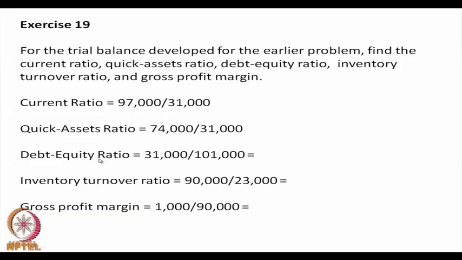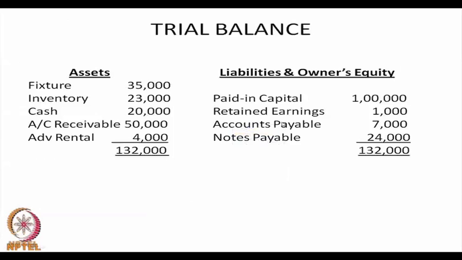Next is debt equity ratio. So, here the equity is the owner's equity. Owner's equity in this case is the paid in capital plus the retained earning. Paid in capital was 100,000, retained earning was 1000, totaling 101,000. That is the equity. And debt, in our case of course, we have a very simple situation. Normally one should have considered secured loans, unsecured loans, all that, but in our case fortunately we do not have so many loans, we have only accounts payable and notes payable, which is 31,000 only.